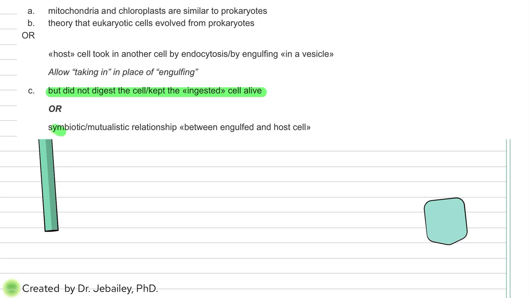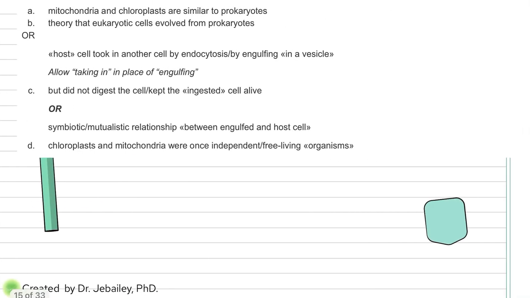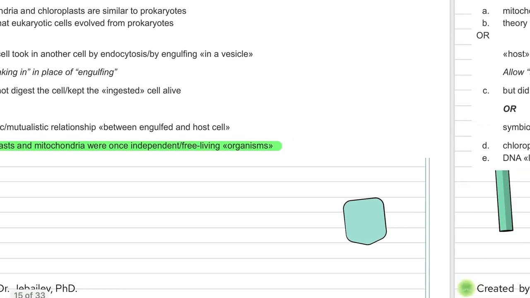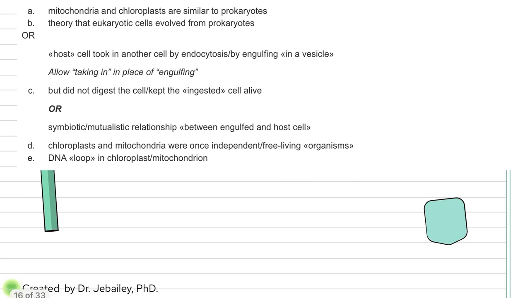So this becomes a symbiotic or mutualistic relationship. When I say mutualistic, that means we both benefit each other, okay? And then the chloroplast and mitochondria were once independent free-living organisms. Yes, we're saying that they were living outside of the cell because they had their own things, right? They had their own DNA, their own ribosomes. They didn't need to be in there. They only got inside of the cell because the environment was having hard conditions, according to this theory.